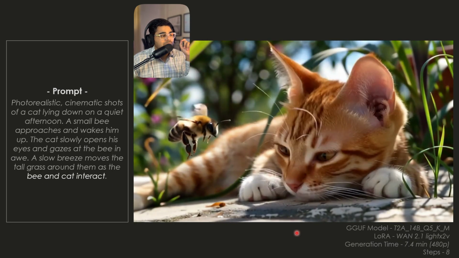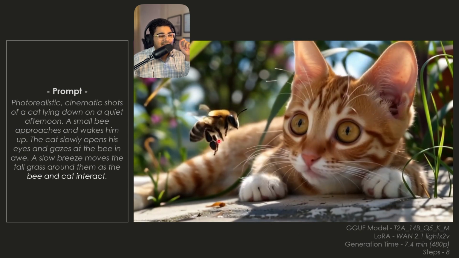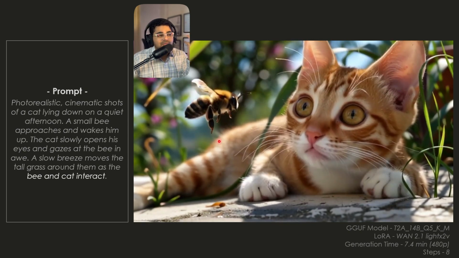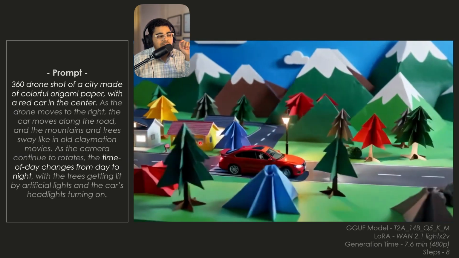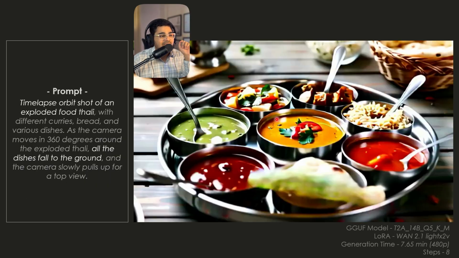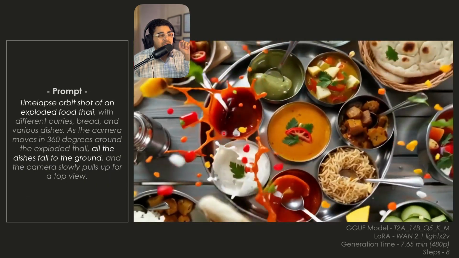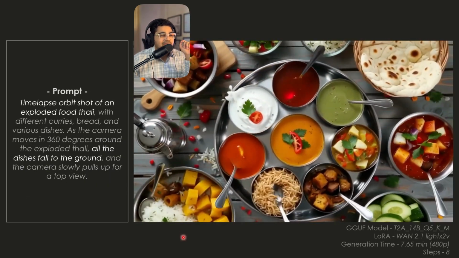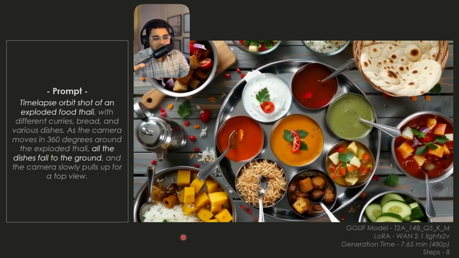And the second prompt is with bee and cat. And the bee is super big for the cat, but it follows the prompts, gives the result, and it's nice. And then next one is this car in the origami city, changing the time of the day. I wish the surrounding looked more origami and not like this school paper model, but it does change the time of the day, so that's fine. And in the last case, this is an exploded thali view. I really wanted it to completely explode.